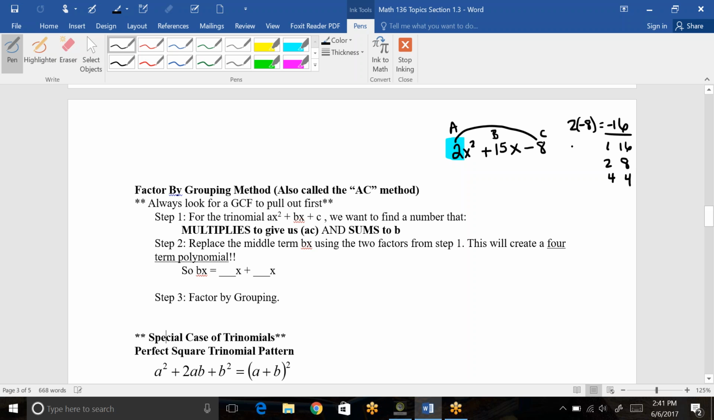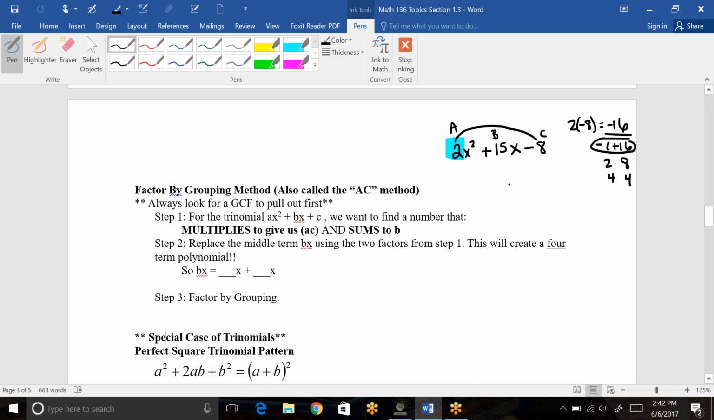Okay? We then think about our sign. To make a negative 16, we had to have different signs. So that means that to make it add up to positive 15 in the middle, we would need one of them to be negative and one of them to be positive so that this multiplies correctly and then adds correctly. So that would be a positive 16 and a negative 1.